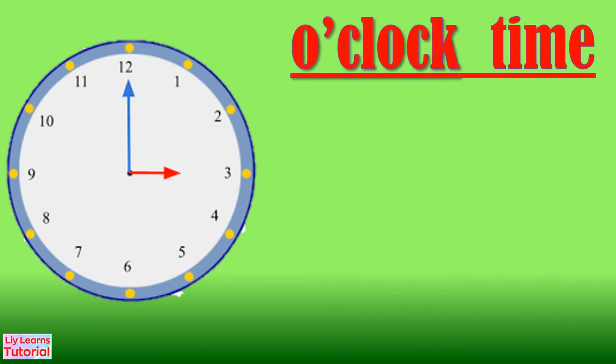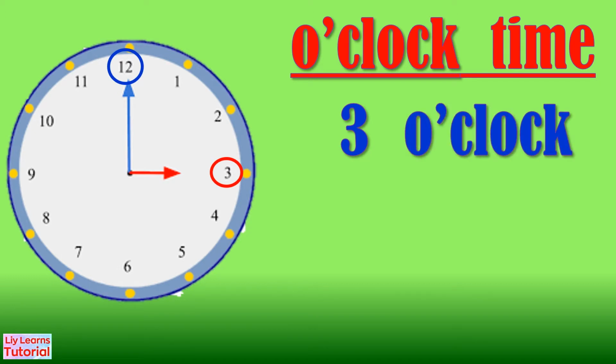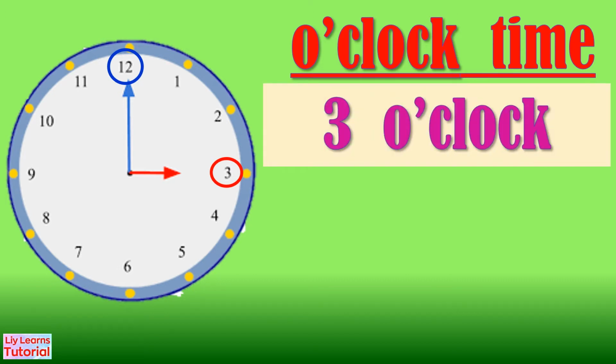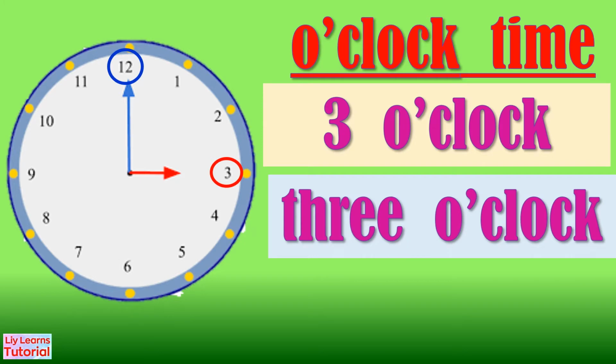If we read the time shown on the clock, we look at the short hand first. It is pointing to 3. So, we read that as 3. The long hand is pointing to 12. So, we read that as o'clock. Therefore, the time is 3 o'clock. We can also write this way or this way.